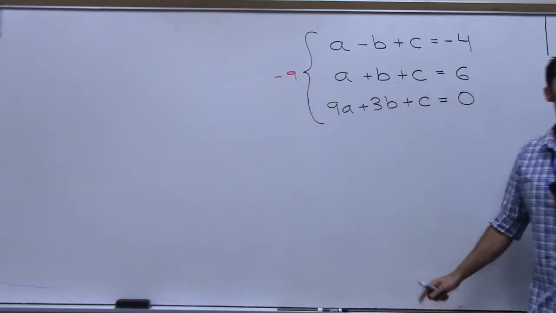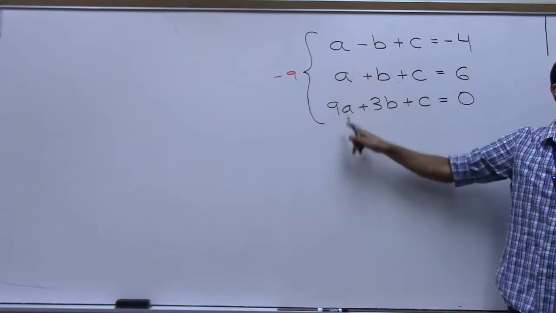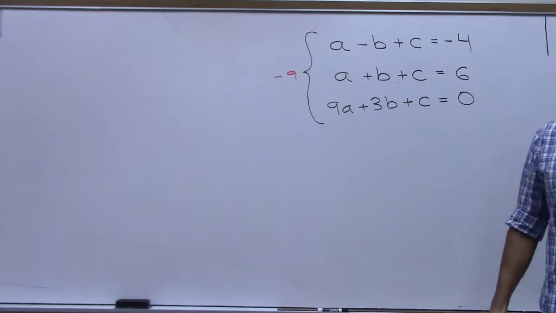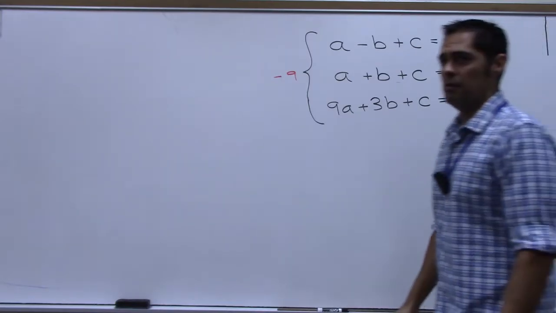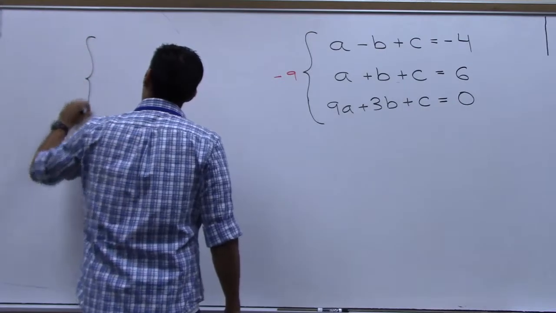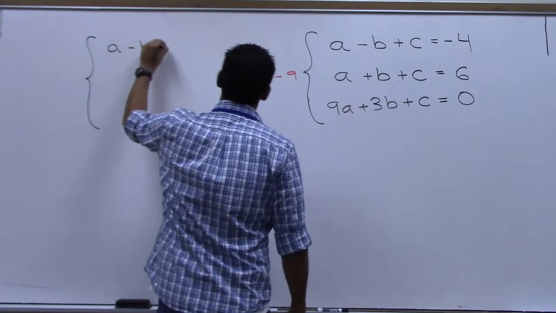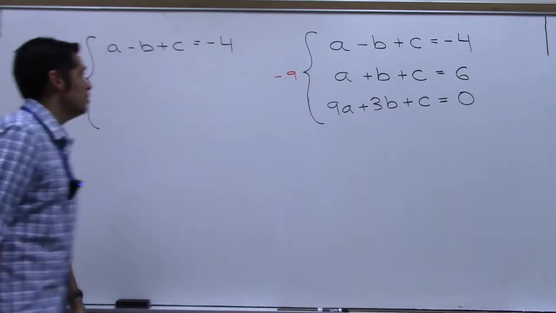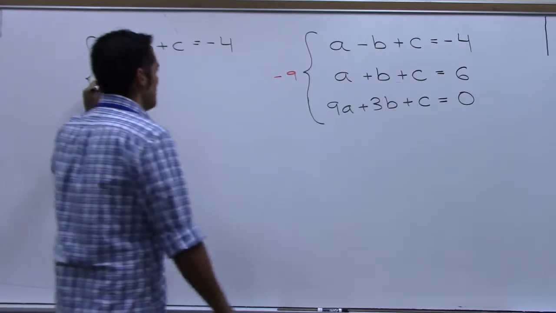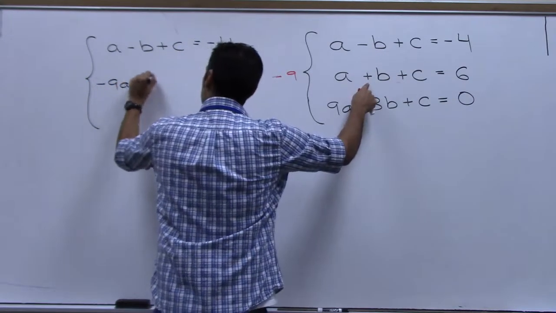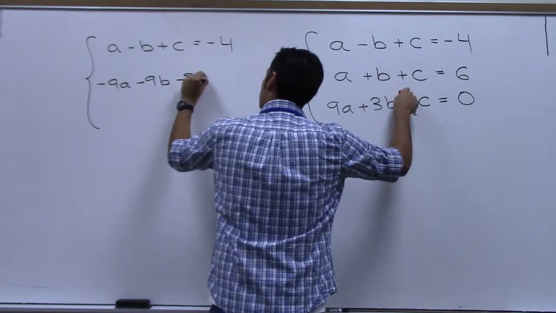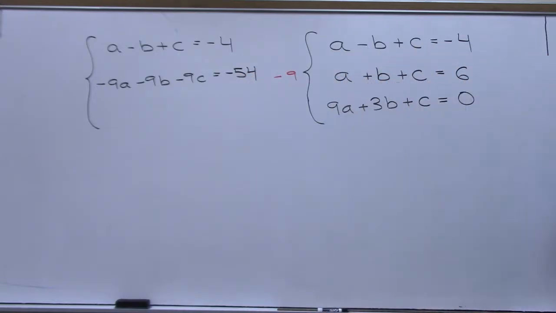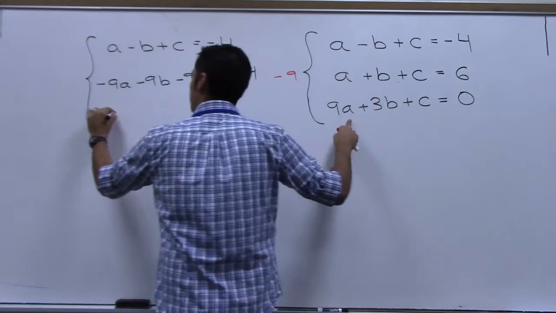So -9 times the second equation will make the 9a and the -9a go away, wouldn't they? Yes? So I'm going to see if I can work a little faster here. I'm not sure how this is going to go. Okay. A minus b plus c equals -4. It's only our second example, so all right, -9a minus 9b minus 9c equals -54. And the third equation is still the same. Didn't change it.